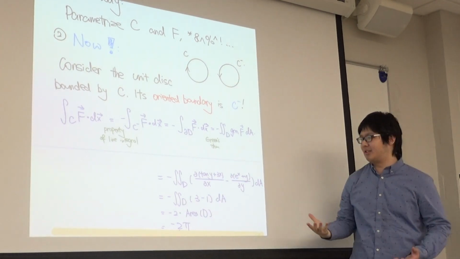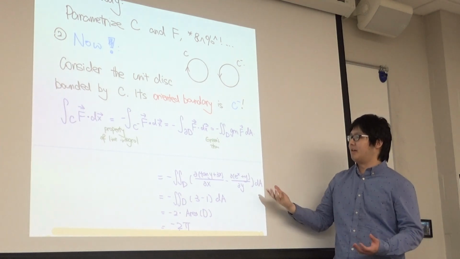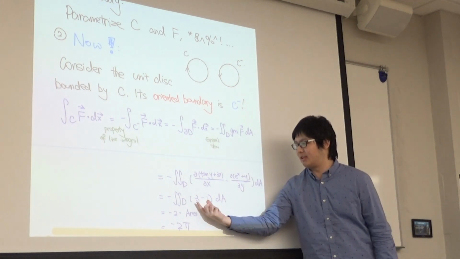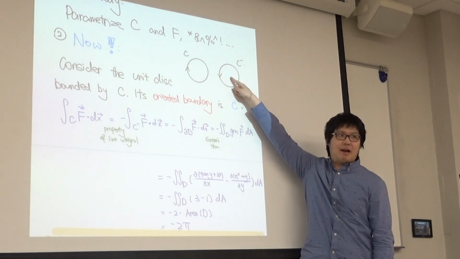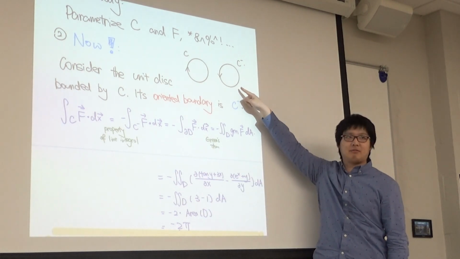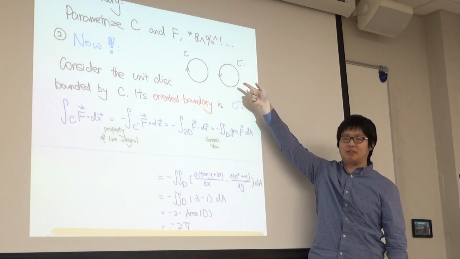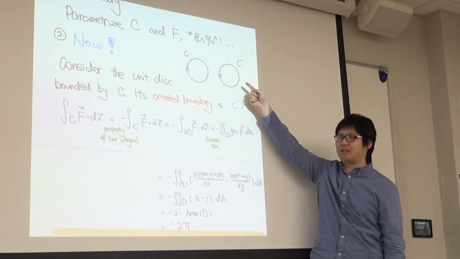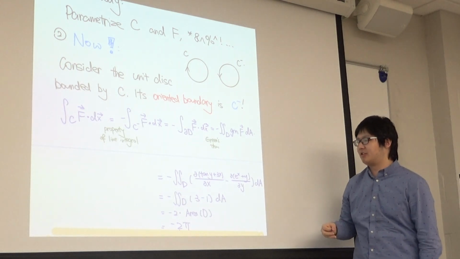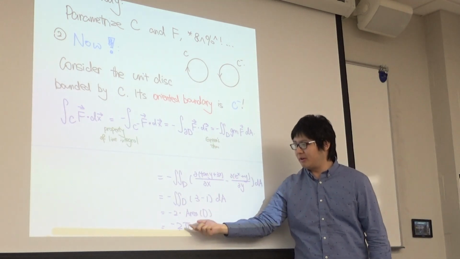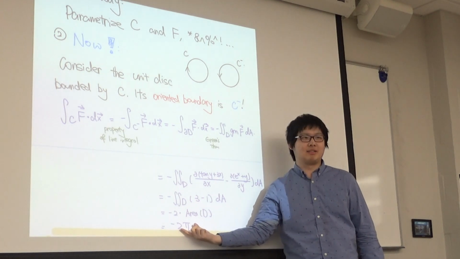So that's the same as taking the product of this constant with the area of this region, which in this case is a unit disk. So the area of it is just pi by the formula of the area of a circle. So what we get here is just minus 2 pi.